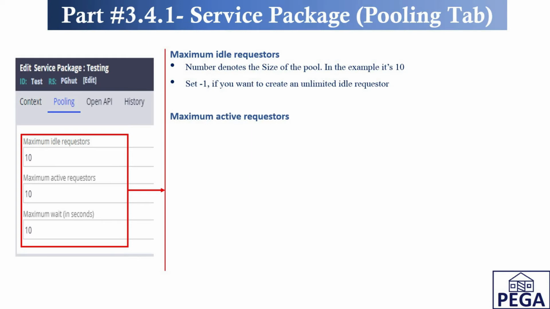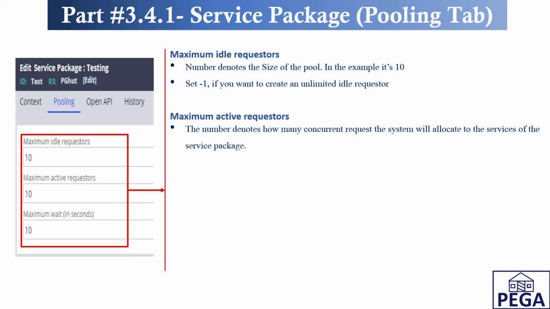Now let's jump into the maximum active requester. This number denotes how many concurrent requests the system will allocate to the services of the service package. So what does that mean? Let's say I define 10, that means at a given point of time only 10 requests can process in parallel. So those 10 requests are going to be activated at a given point of time. If there are more requests, they have to wait.